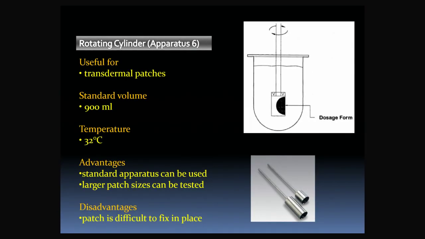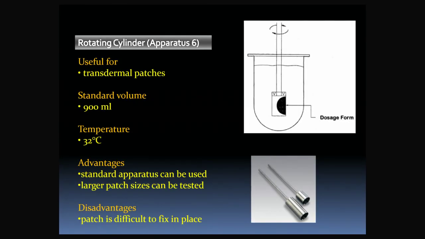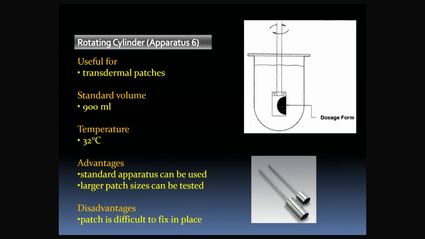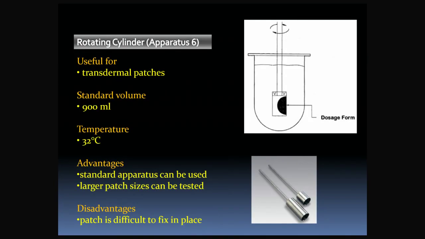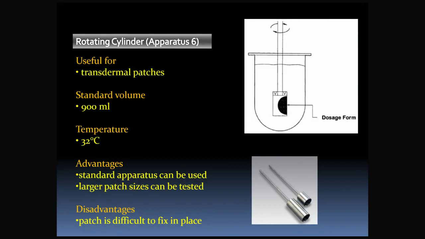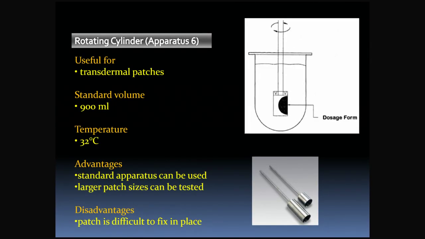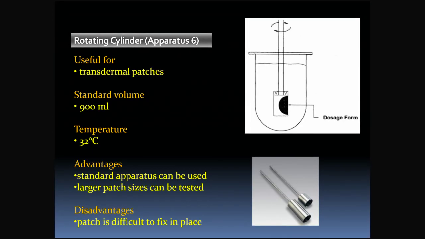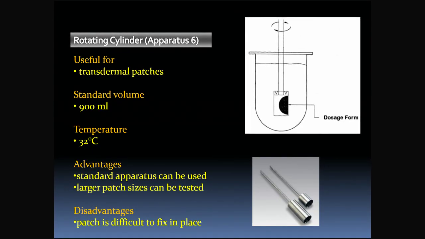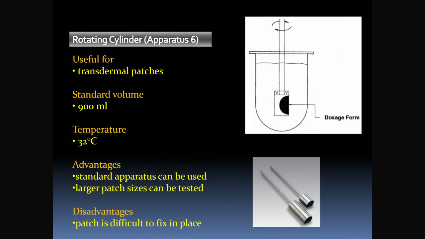USP Apparatus 6 replaces the paddle of Apparatus 2 with a rotating cylinder, specifically engineered to evaluate the drug release kinetics of transdermal patches within a standard 900 milliliter vessel. To accurately simulate the physiological conditions of the human epidermis, we maintain the solvent temperature at precisely 32 degrees Celsius, which is significantly lower than the standard core body temperature used for oral dosage forms.